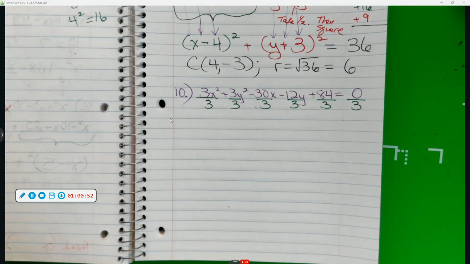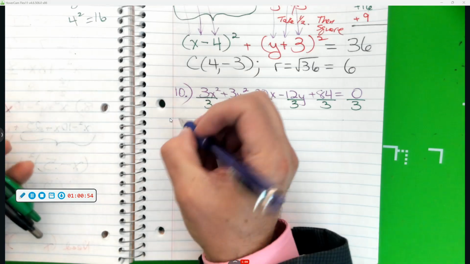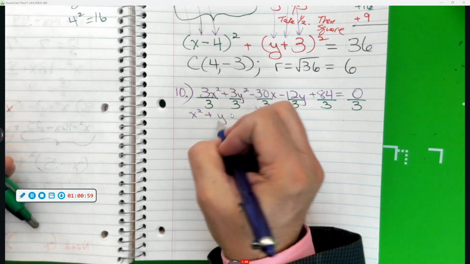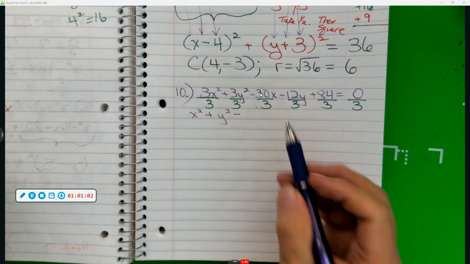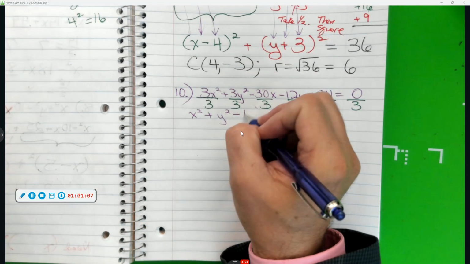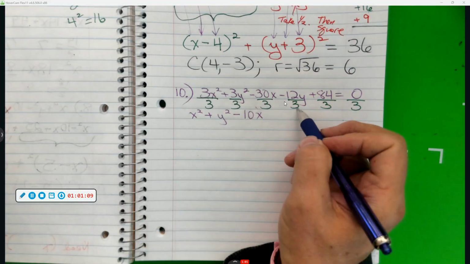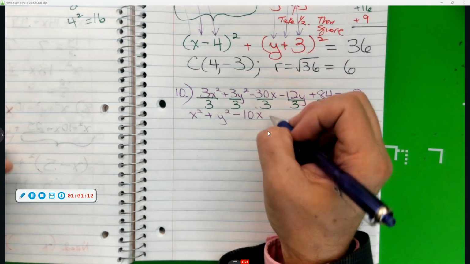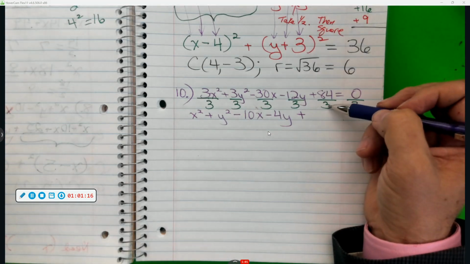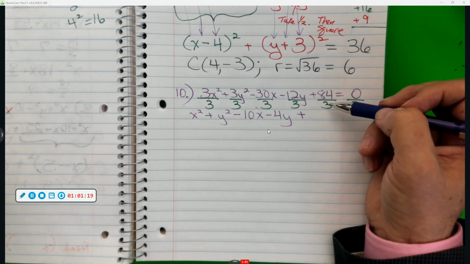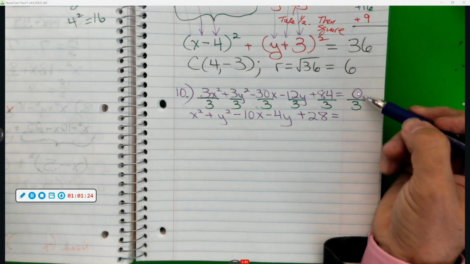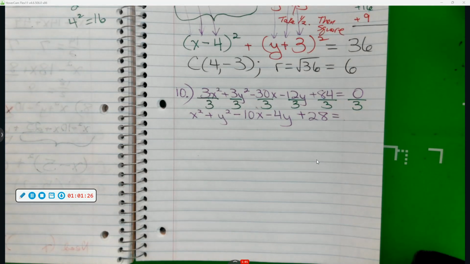And that's going to give us 3 divided by 3, that's a 1x squared plus a 1y squared minus, what's the new coefficient for x? 30 divided by 3, I agree with the 10x. Minus 4y plus 84 divided by 3. Is that a 28? Someone check my mental arithmetic. Equals 0 divided by 3. That's nice. It stays a 0.